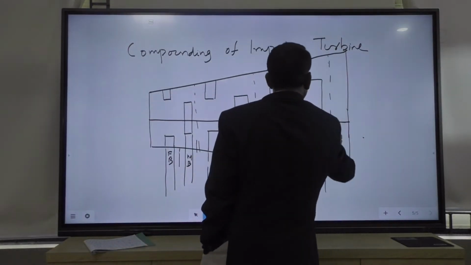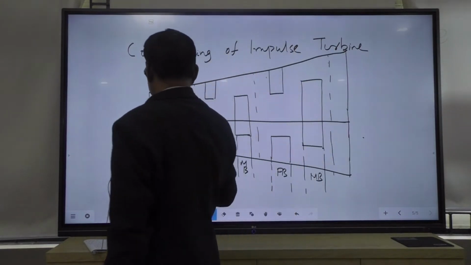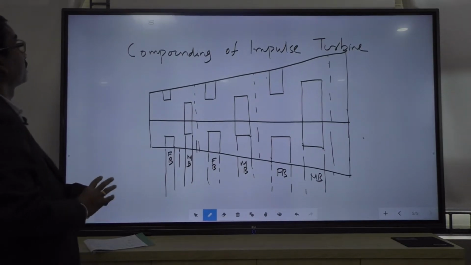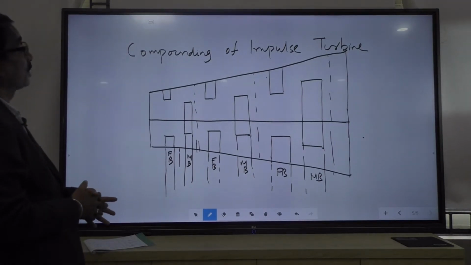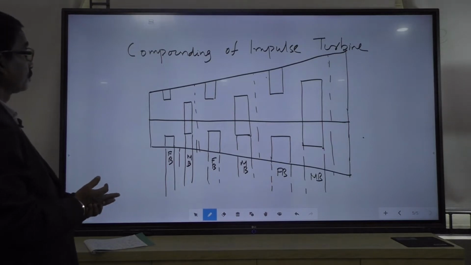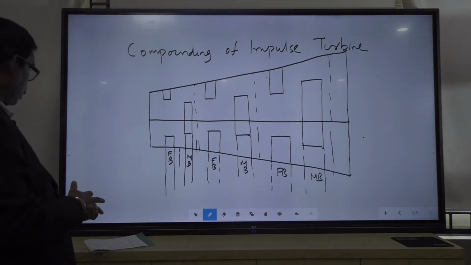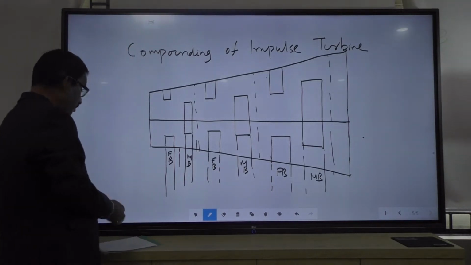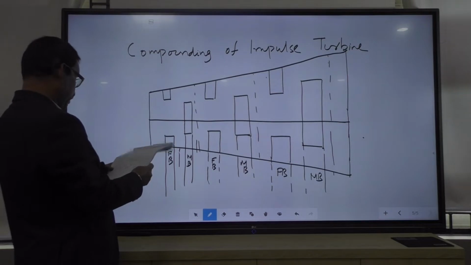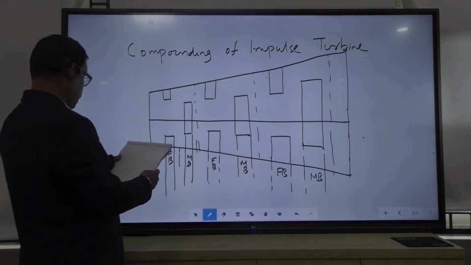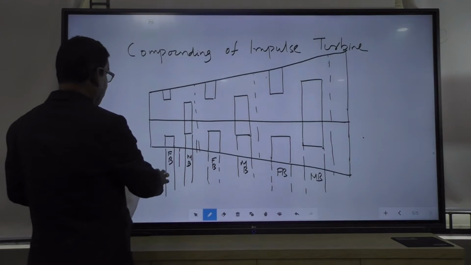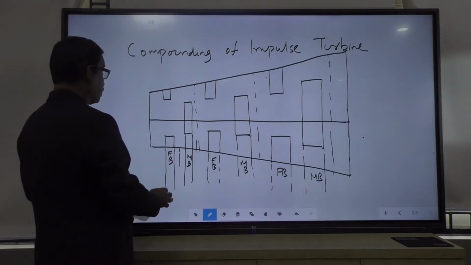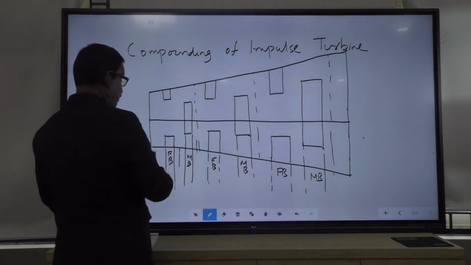That means 3 stages are required to increase the power output of the turbine. Therefore, all steam turbines are compounded, so that we will get more output. In this impulse turbine, the fixed blades act like nozzles, and in the moving blades the kinetic energy drops.